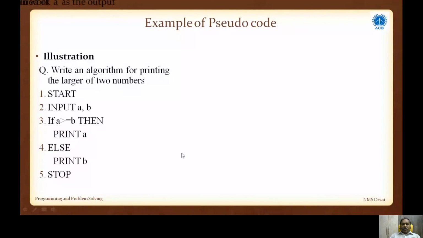Again, an assignment I am giving you: develop the pseudocode for all the problems that you have done. We'll stop here. In the next session, we'll jump into the C programming language, see the features of C programming language, and start writing small programs in C.